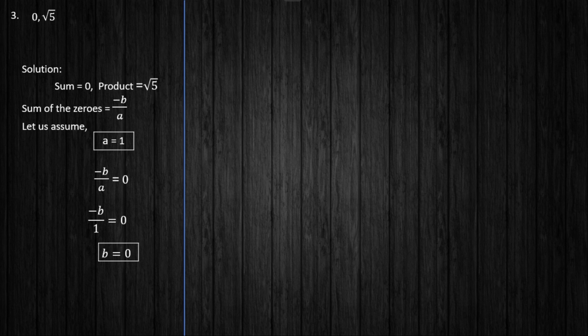Since we got a and b values, we need to get the value for c. So we need to write the formula for product of the zeros, which is equal to c by a. Now we need to equate the product. The value for product in the question is root 5. So equate c by a is equal to root 5. Now we need to substitute the value for a, that is 1. Therefore it will become c by 1 is equal to root 5. By cross multiplying 1 into root 5, the value for c is equal to root 5 itself. So we got the values for a, b and c.